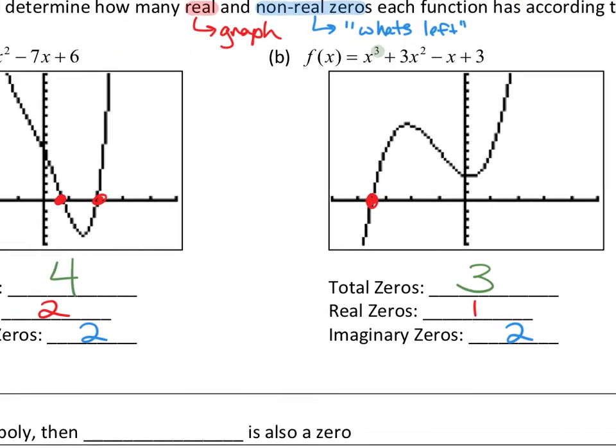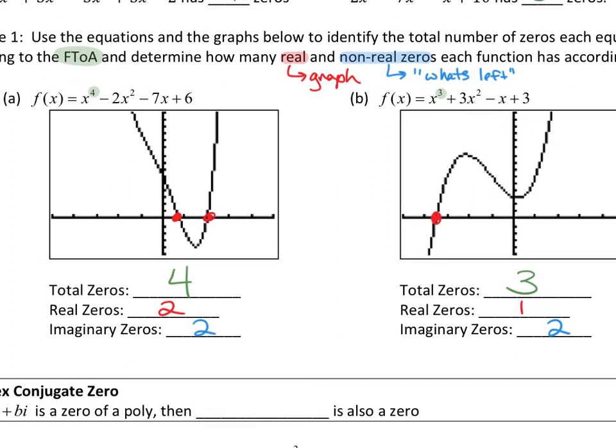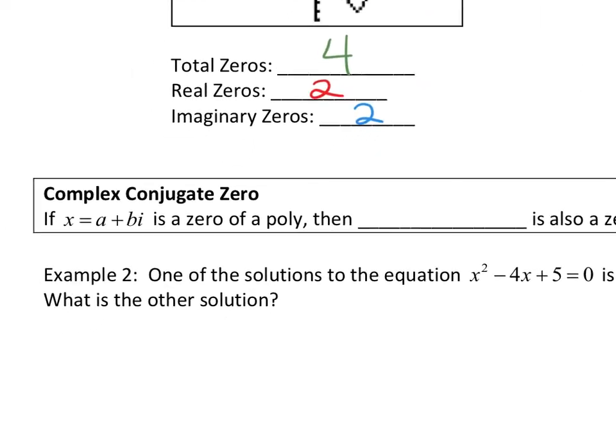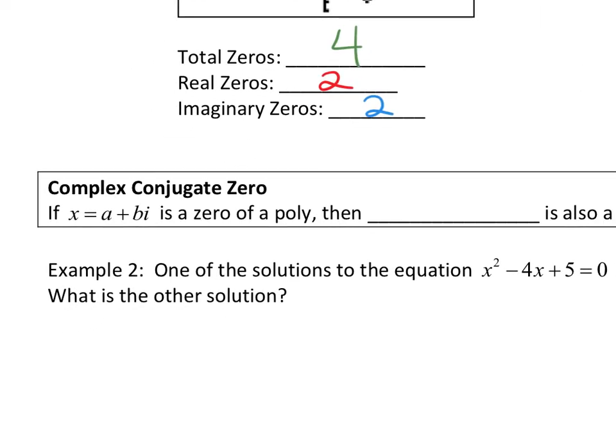Now, it's no coincidence that there are both even numbers for imaginary zeros. There will always be an even number of imaginary zeros, if any, because we have this other theorem or idea called complex conjugate zero. It says that if x equals a plus bi is a zero of the polynomial, then automatically we know that x equals a minus bi is also a zero. That's called the complex conjugate.